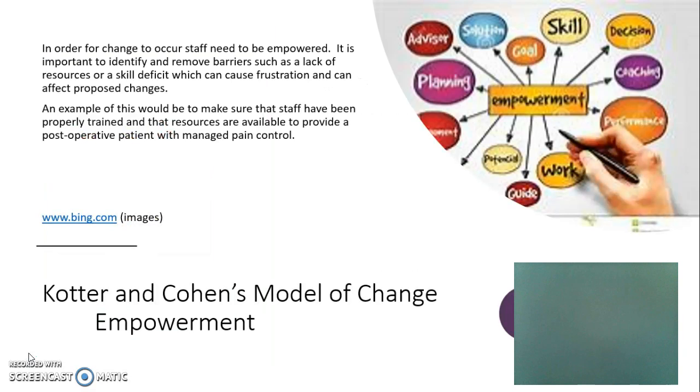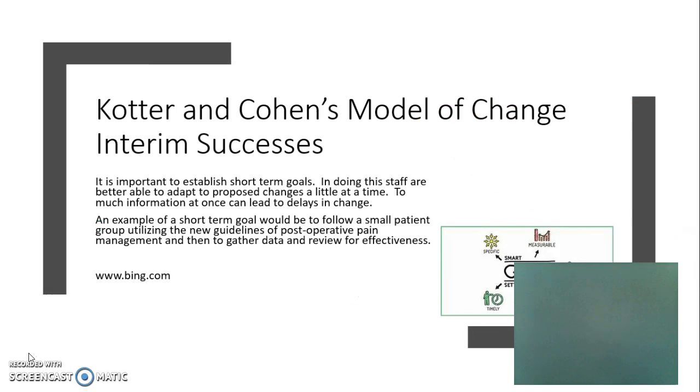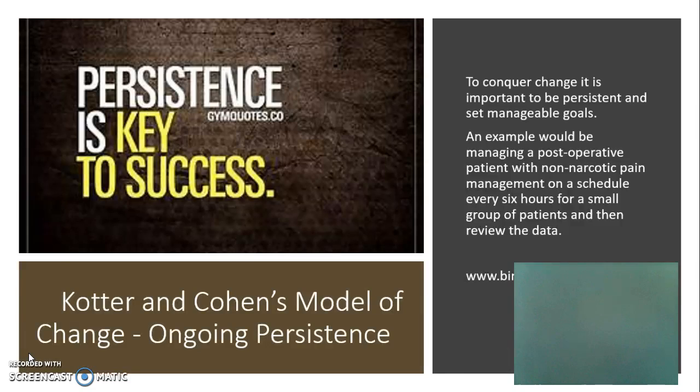In order for change to occur, staff need to be empowered. The more knowledge they have, the better they're going to be prepared for it. It's important to identify and remove barriers, such as a lack of resources or a skill deficit, that can cause frustration and affect changes. It's important to establish short-term goals. In doing this, staff are better able to adapt to proposed changes a little at a time. Too much information at once can lead to delays in change.